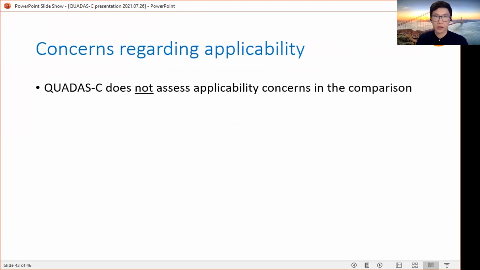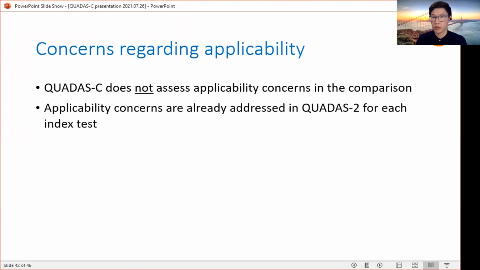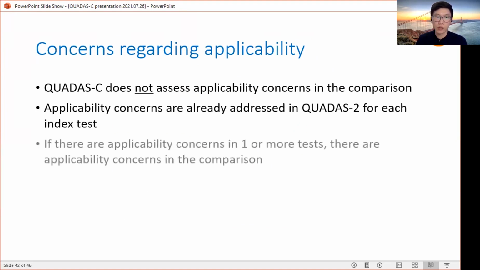And one last comment is that QUADAS-C does not assess concerns regarding applicability, as you might have noticed. That's because that is already captured in QUADAS-2. And we think if there is already an applicability concern in one of the tests, there must also be applicability concerns in the comparison. That's why we found it redundant to also have applicability questions in QUADAS-C.